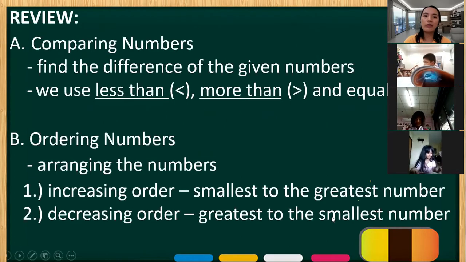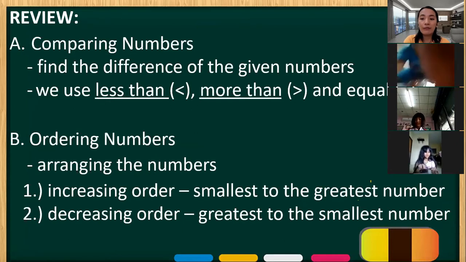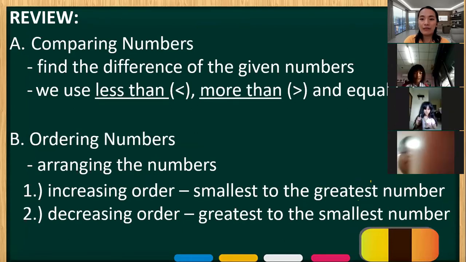So, for our review, our topic last week is about comparing and ordering numbers. When we compare numbers, we find the difference of the given numbers. And we use three symbols: less than, more than, and equal. And if we are ordering numbers, we are arranging the numbers in increasing order and decreasing order.